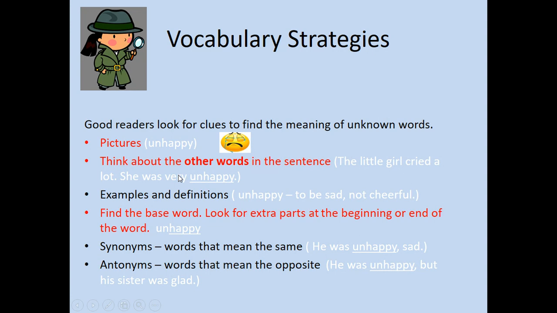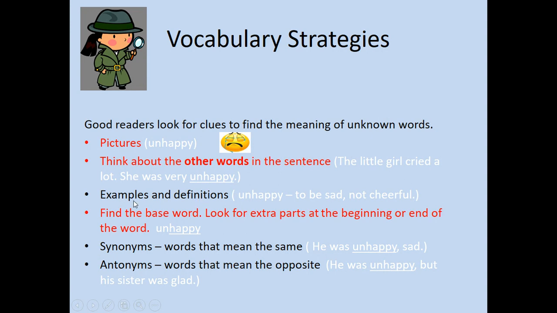But what if you look at the pictures and you still don't know what the word means? Well, you can think about the other words in the sentence. This sentence says the little girl cried a lot. She was very unhappy. If we focus on this part of the sentence, the little girl cried a lot, think about it. When someone's crying, most of the time they're crying because they're sad or they're not happy about something. So unhappy means not happy.